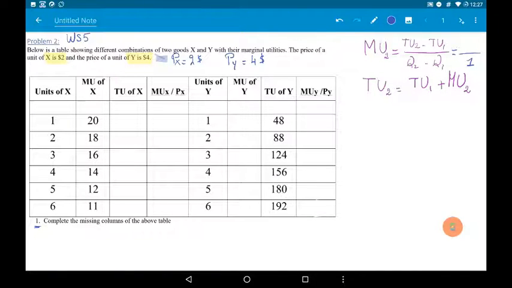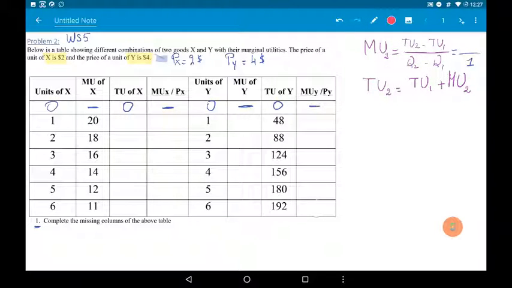Alright, let's move to the table. As you see, the units start from 1. Of course, we have the 0, the quantity equals 0. For this quantity, no marginal utility can be calculated. No marginal utility per price can be calculated. And total utility equals 0 always. If you consume 0, your total utility for this consumption is 0.